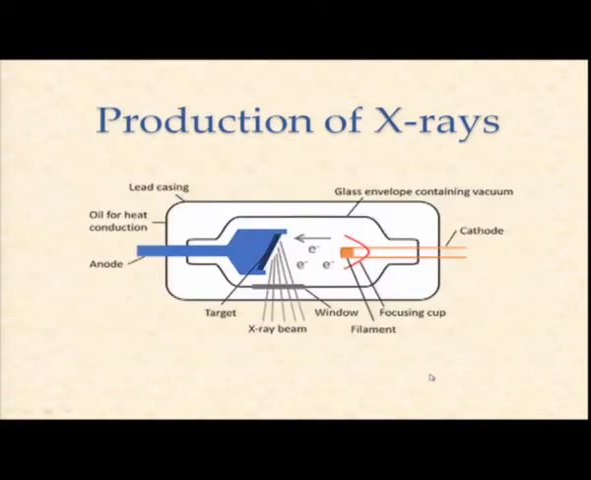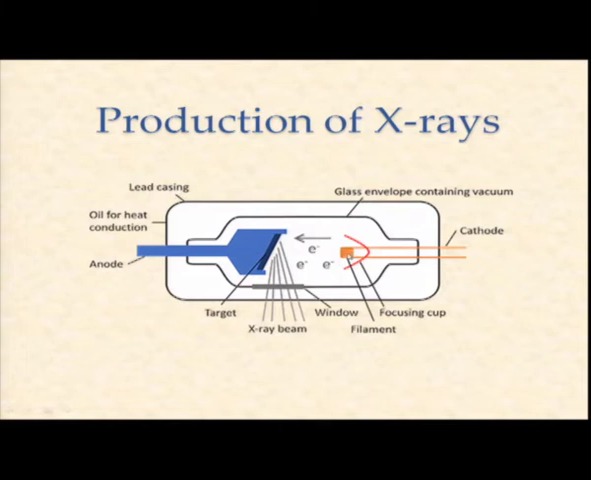Coming to the production of X-rays, this is the schematic diagram to explain the production of X-rays. You can see a lead casing as the outer part of the X-ray instrument. Then inside that lead casing, a glass envelope is there. This glass envelope is evacuated, containing vacuum. Then inside that glass envelope, the anode is fixed, then the cathode is fixed. This cathode is used to emit electrons.